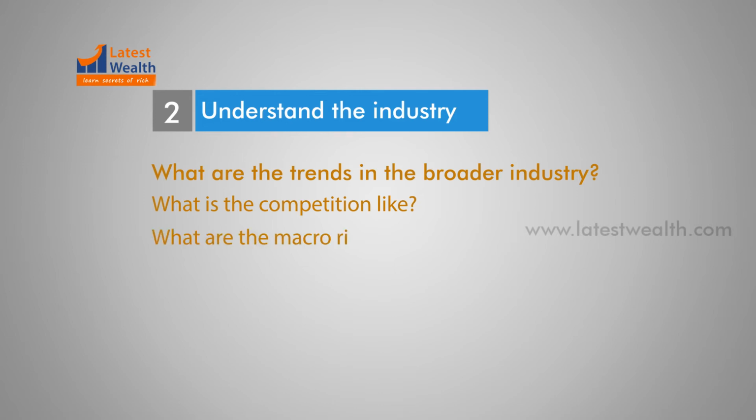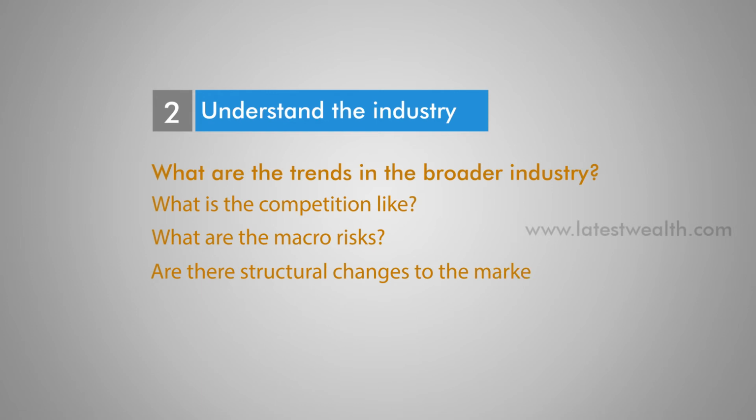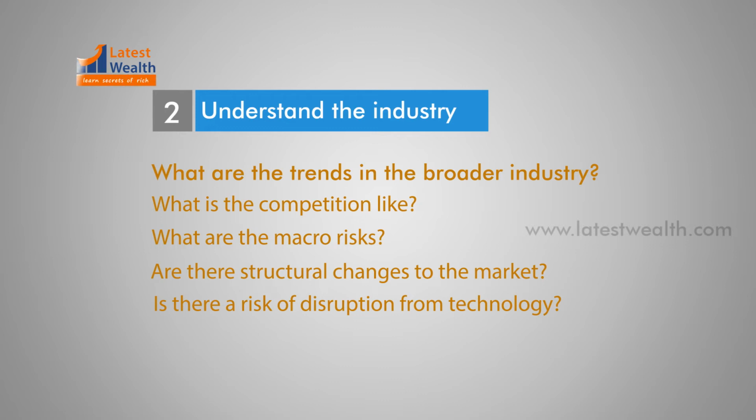What are the macro risks? Are there structural changes to the market? Is there a risk of disruption from technology? Sometimes what happens is a company is following an old model, a new thing comes, and the company may go into losses. Again, industry reports and websites should give you a good sense of this.